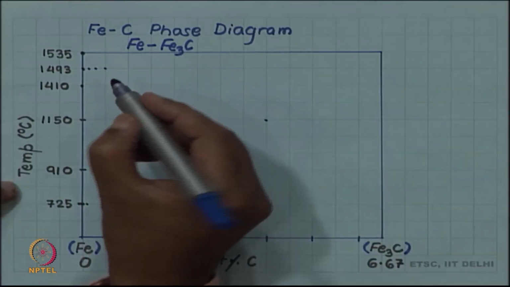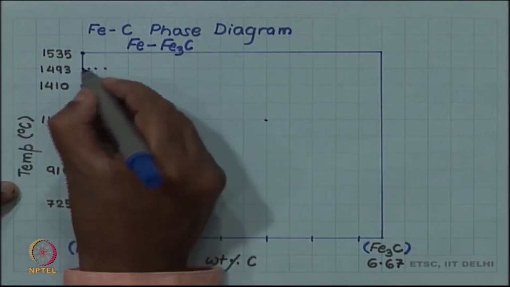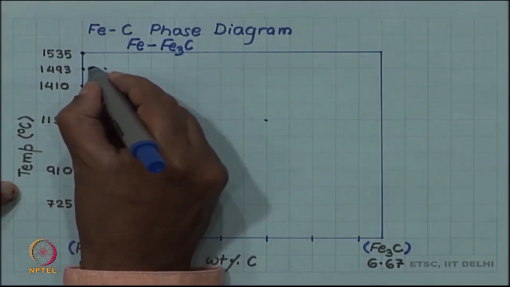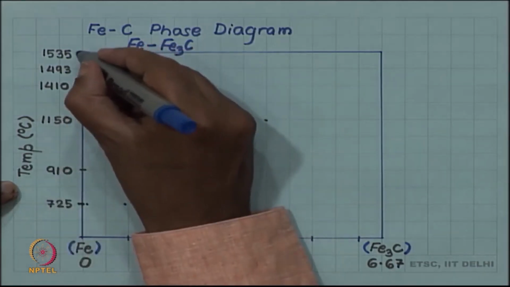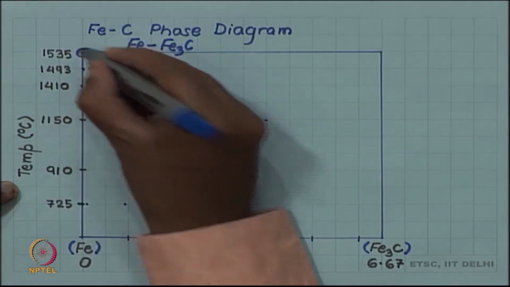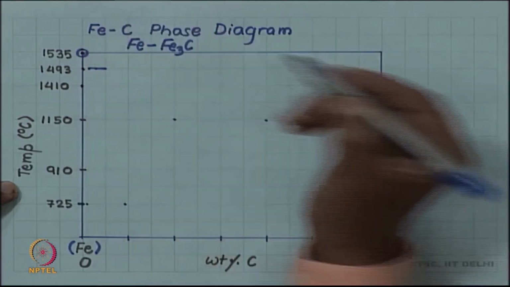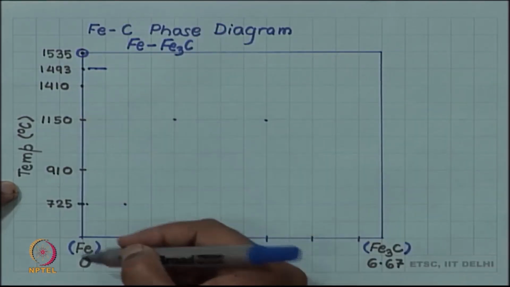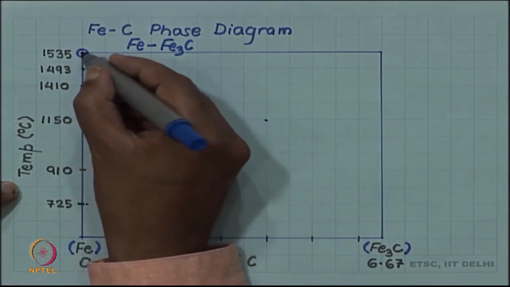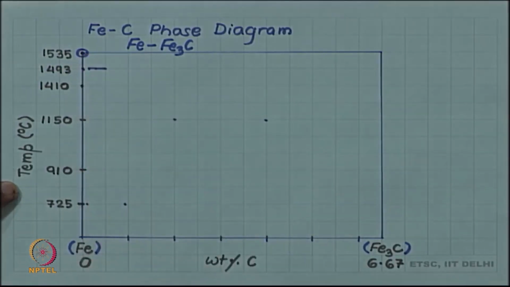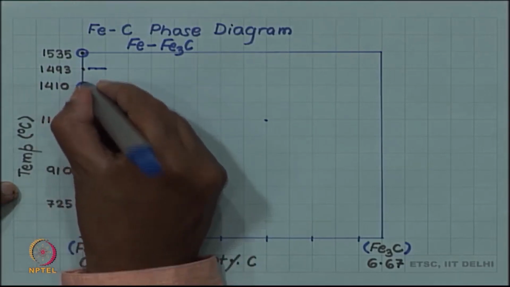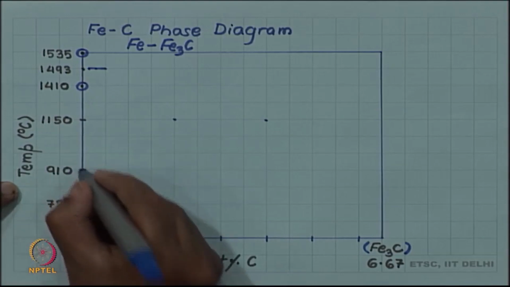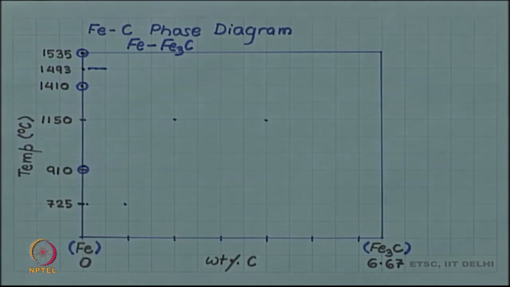The invariant reaction at highest temperature happens at 1493. So, I have 3 points there. 1535 is the melting point of iron. So, that is an important point. Above that is liquid iron for pure iron. For pure iron 1535 is the melting point. Then 1410 is a solid state transformation and 910 is another solid state transformation. We will talk about that.